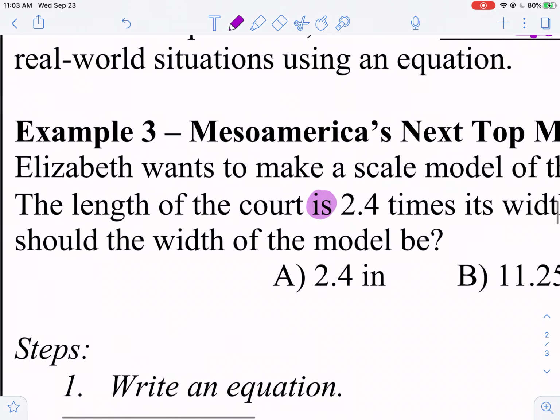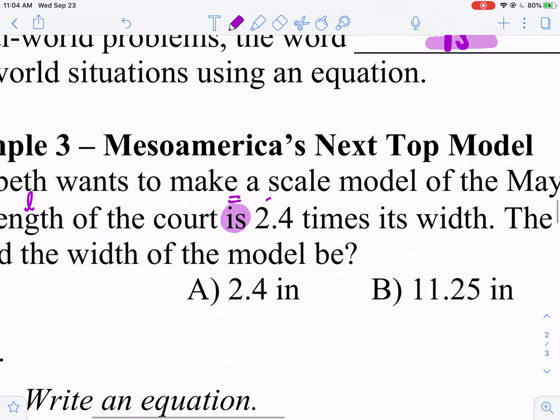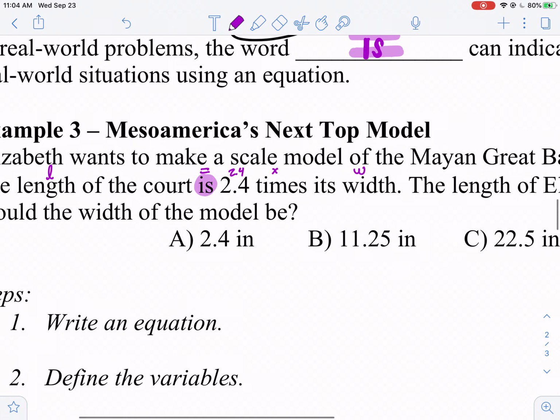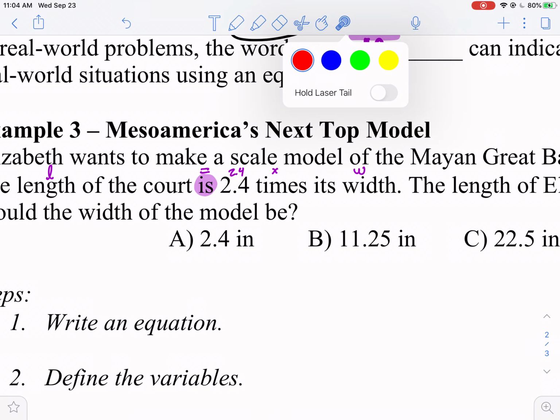The length, we'll say L stands for length, gives us an equals, 2.4 times width. And we'll say the width is W. So what we're doing here is we're translating from English into math. So we have this new sentence. We have, watch this, L equals 2.4 times W. I'm going to rewrite that down here.